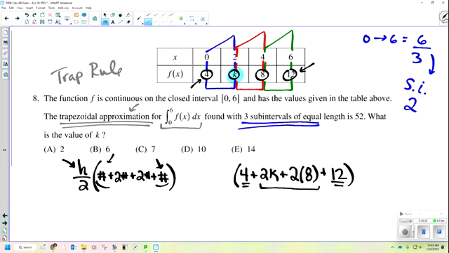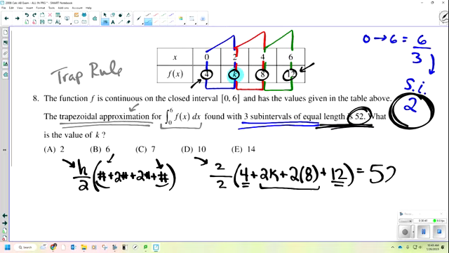Okay. Don't forget, I multiply the width, which is 2, over 2. So that's going to be 1. That's going to be nice. Anything times 1 is itself. But here's the extra part. This area should equal 52.